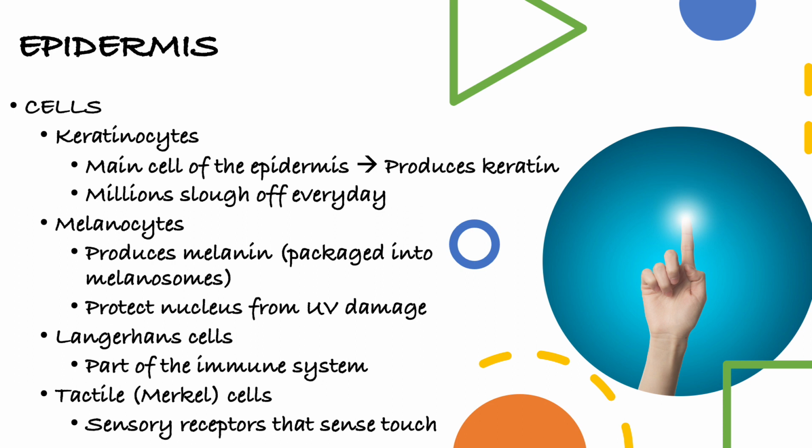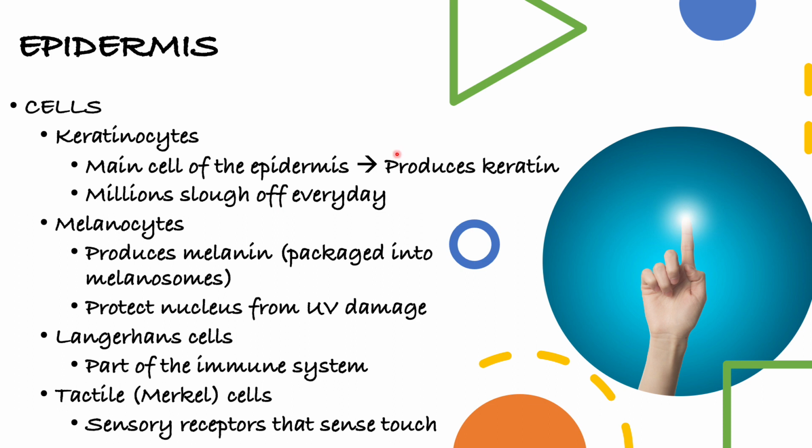So the epidermis. Let's take a look at some cells that we're going to find in the epidermis. Keratinocytes. Keratinocytes, you're thinking keratin. Yes, you're right. This is the main cell of the epidermis. It produces keratin, and millions slough off every day.